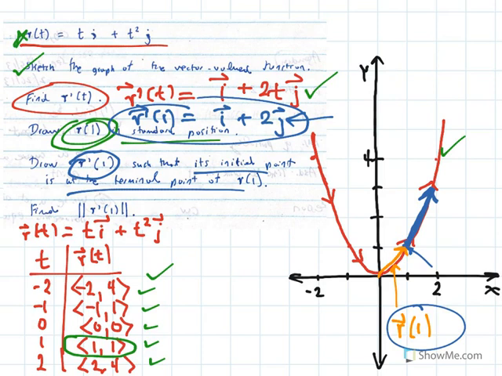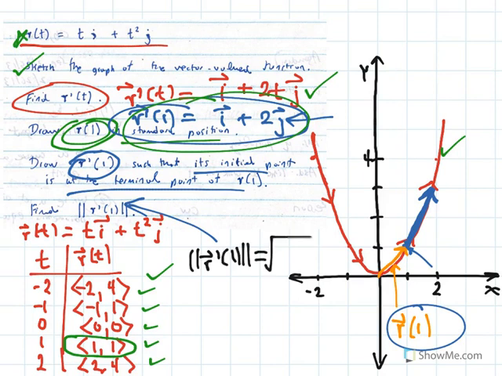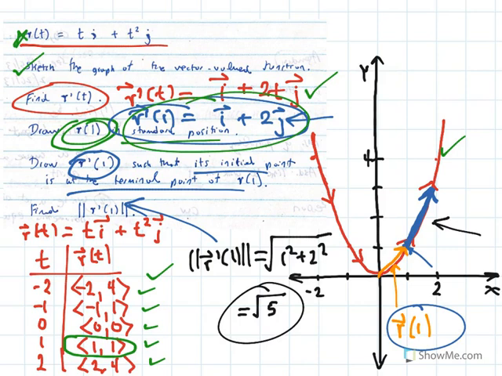And then it says, find the magnitude of the vector r prime of 1. Well, here's the vector r prime of 1. How do I find its magnitude? The magnitude is found using the formula for magnitude. I have the square root of 1 squared plus 2 squared, so that would be the square root of 5. That tells me the length of this blue vector.